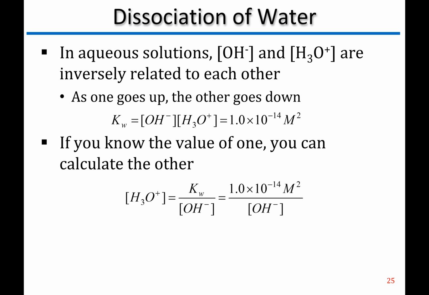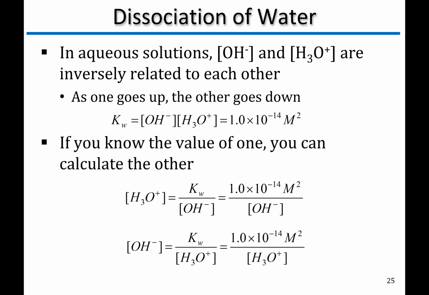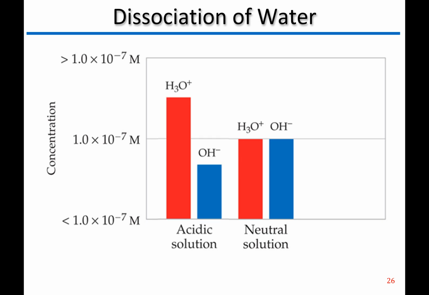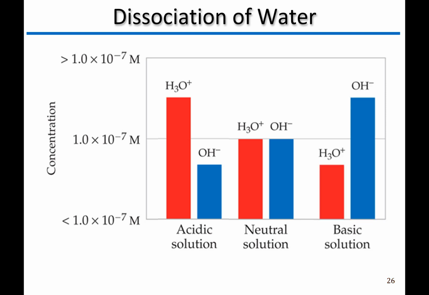So the concentration of H3O plus would be equal to Kw over OH minus. In other words, 1 times 10 to the minus 14 molarity squared over OH minus. And the concentration of OH minus would be equal to Kw over the concentration of H3O plus. In a neutral solution, we have equal parts H3O plus and OH minus. In an acidic solution, since we have protons being donated to water, we'd have more H3O plus than OH minus. And in a basic solution, we would have more OH minus than H3O plus.